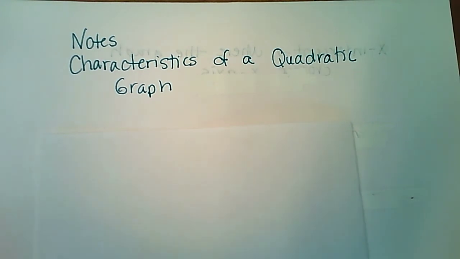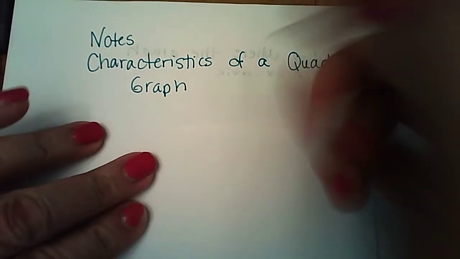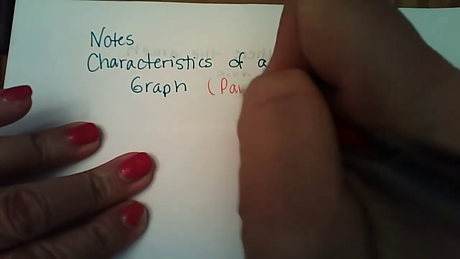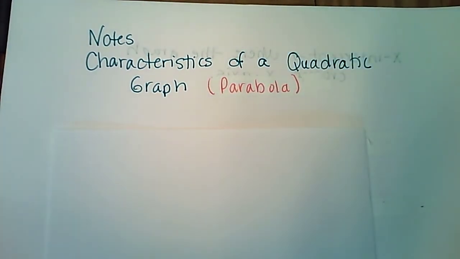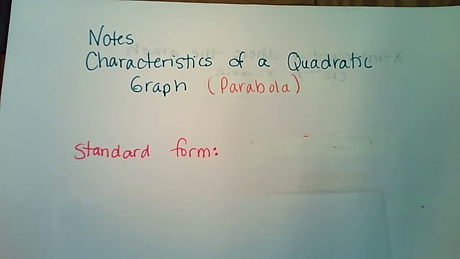Today we're going to talk about the characteristics of a quadratic graph. So first of all, what is a quadratic graph? A quadratic graph is just a parabola. Last week we looked at various types of parabolas. It comes from the standard form of the quadratic equation that we also talked about last week, which we solved using factoring and the quadratic formula.